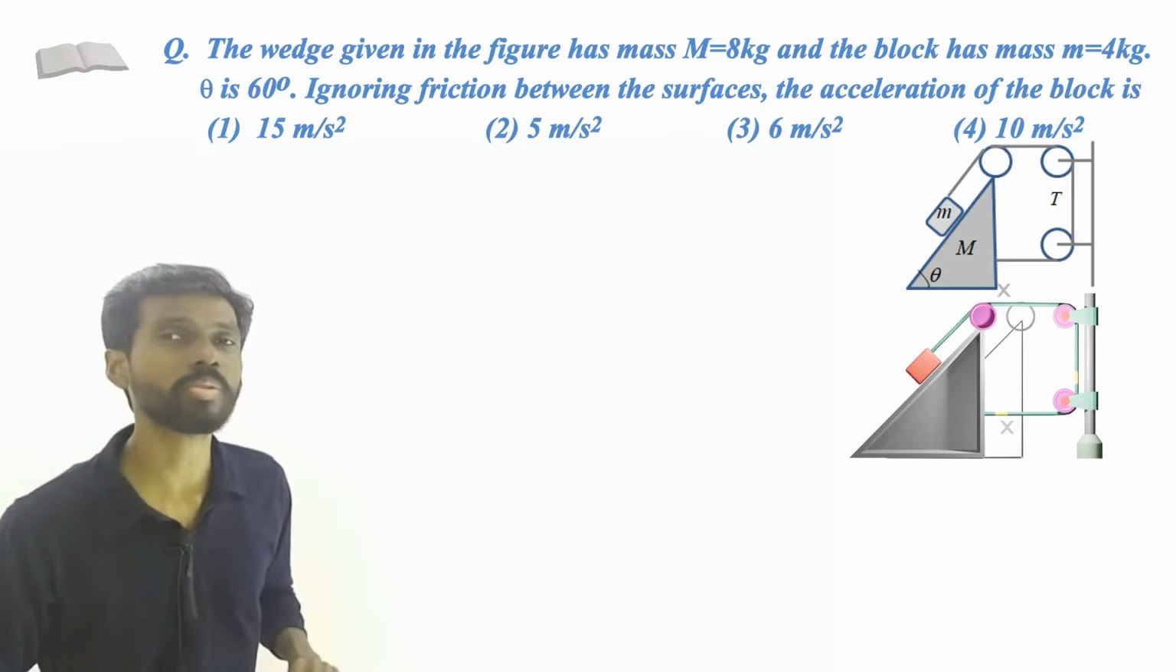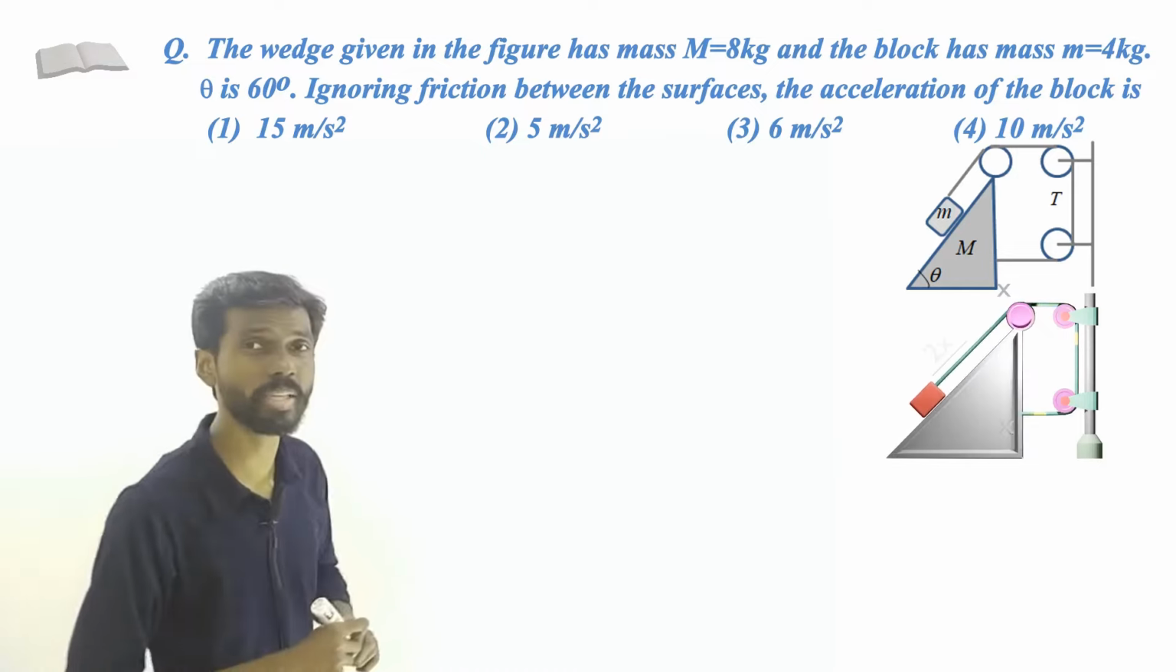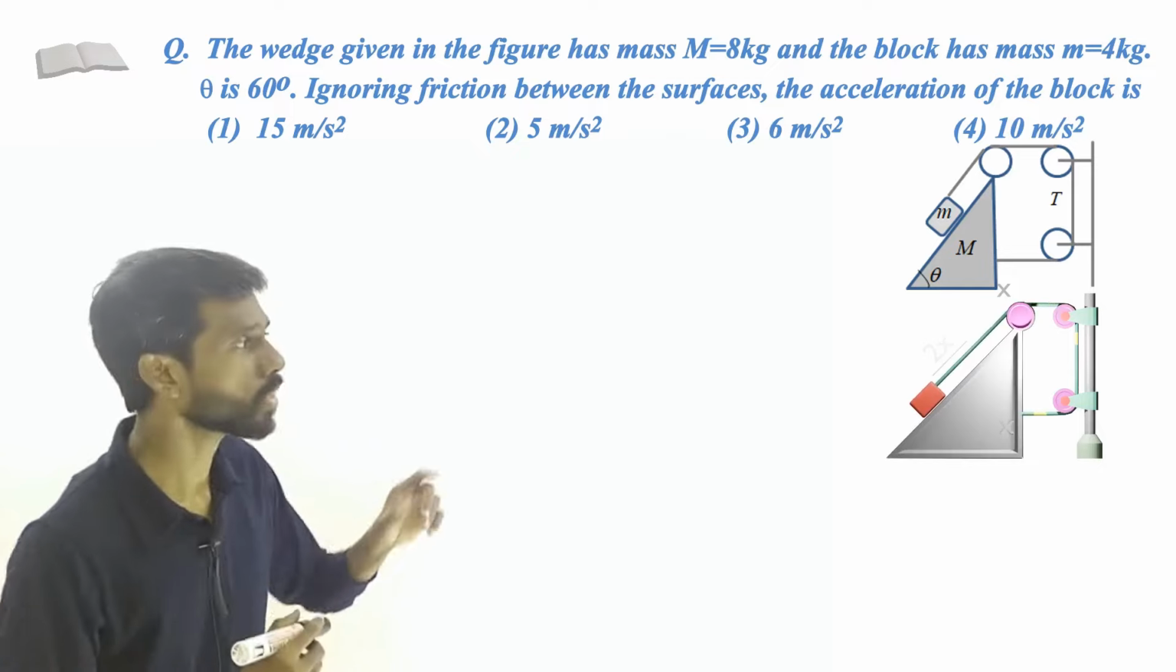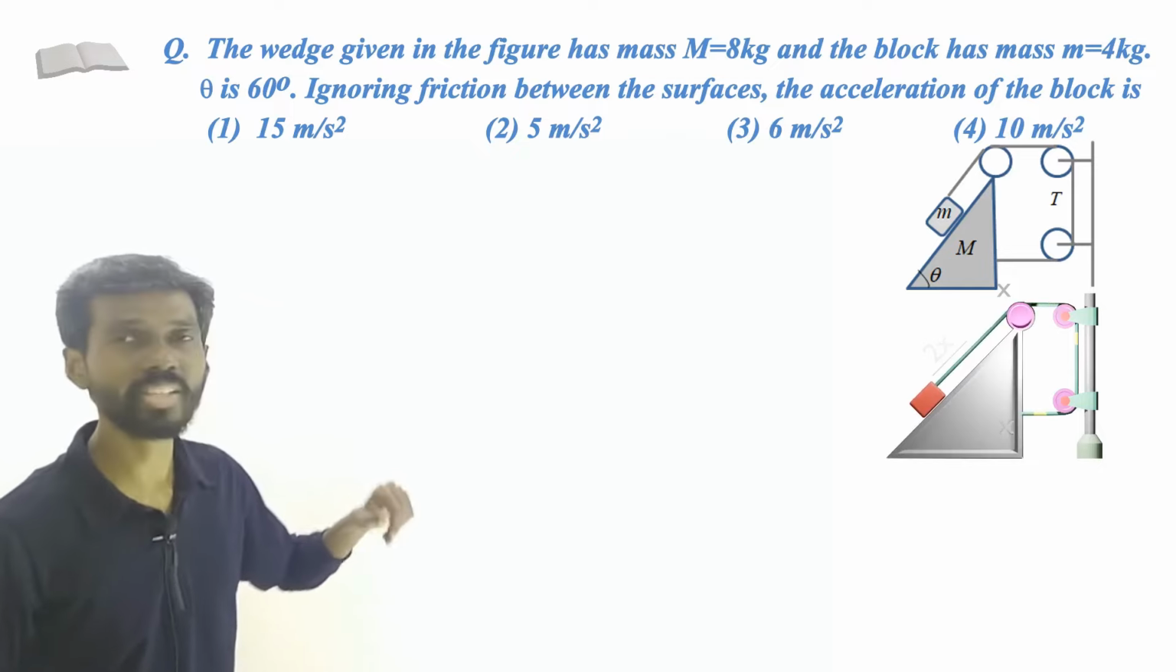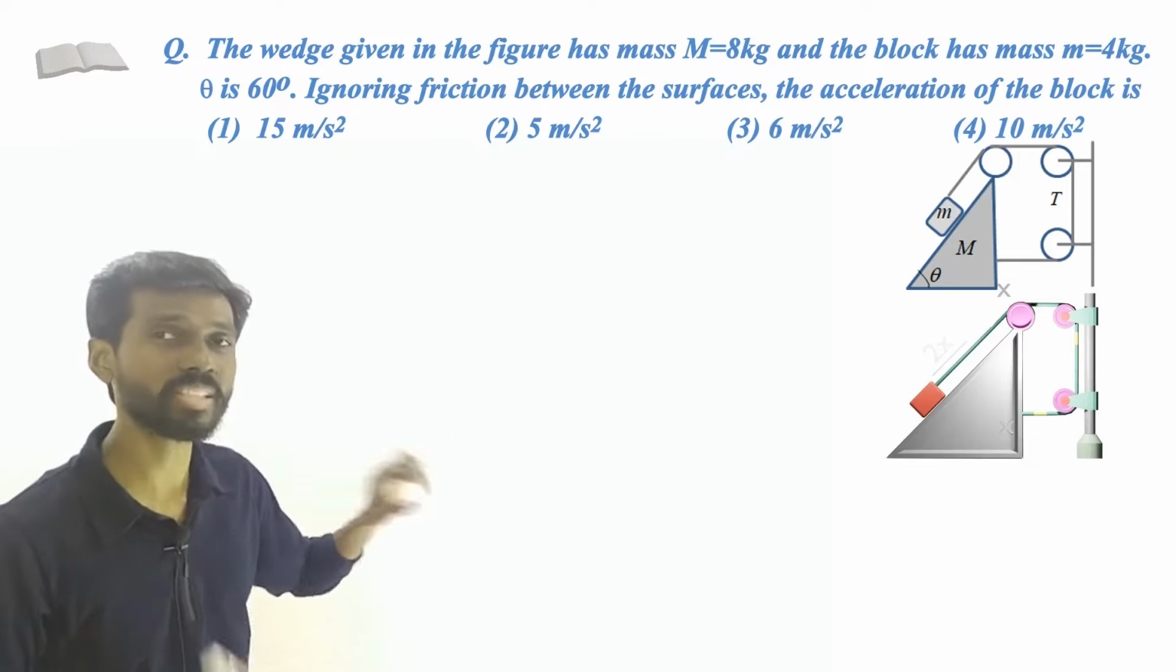See, we can also use that tension method. What is the tension method? What is the tension acting on the wedge? That is T plus T, 2T, right? Two strings, T plus T, 2T. What is the tension acting on that block? That is just T.